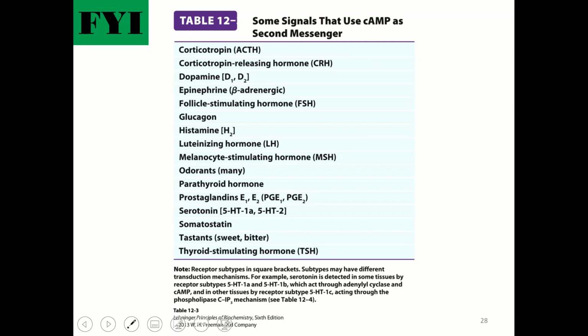And this list probably would be the better example of crosstalk, because in some cases, some of these pathways are going to have opposite physiological effects on a cell.